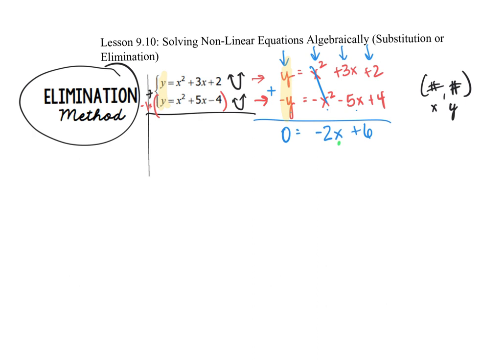So to finish solving this one, I'm going to add 2x to both sides to get them on opposite sides of the equal sign, my variable term and my constant term. We have 2x equals 6, and to finish it off, we divide both sides by 2, again, because this is a linear equation.